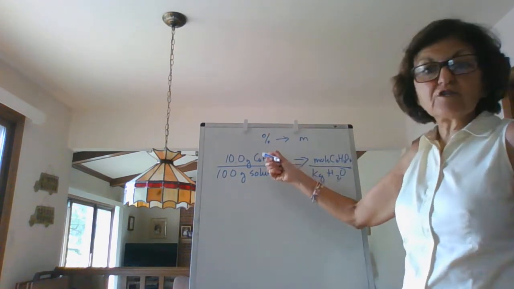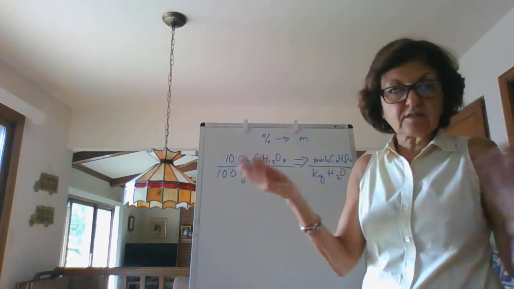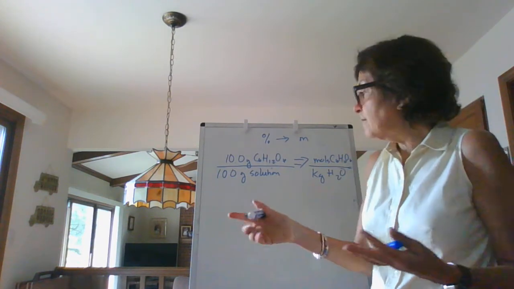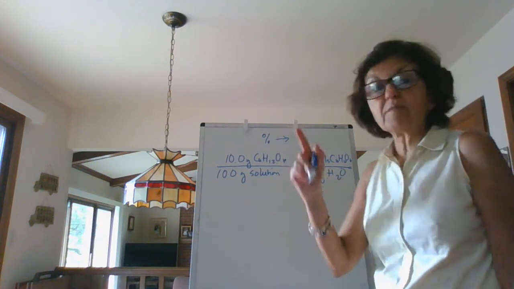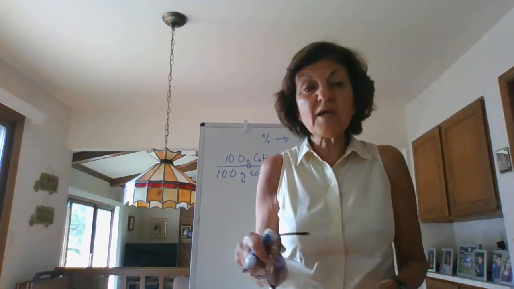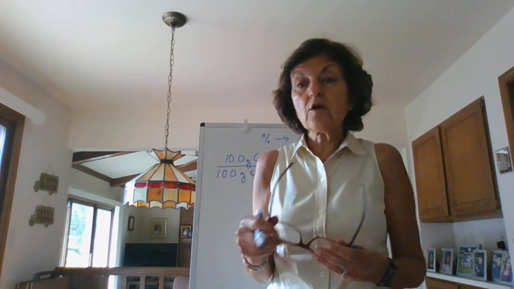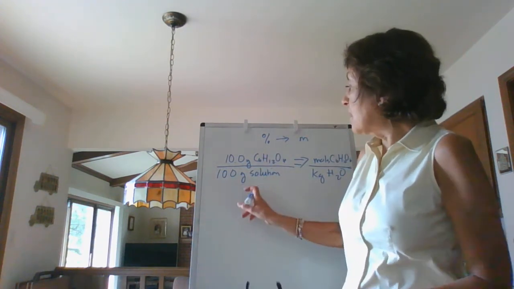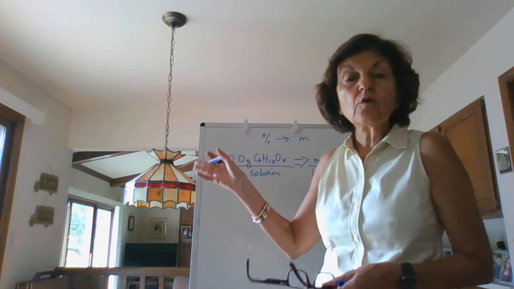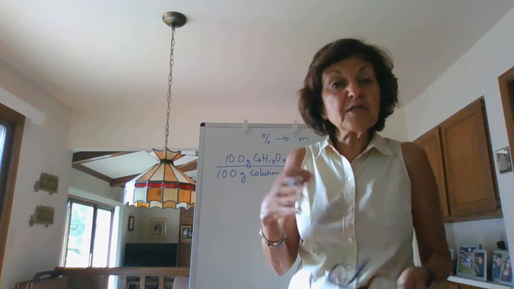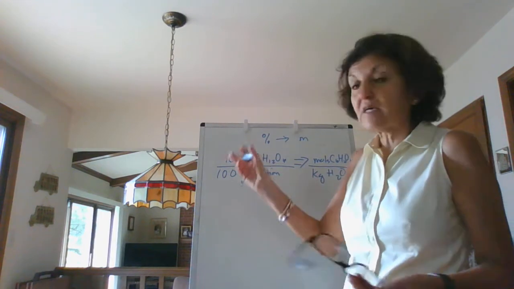Okay, so we just did earlier the grams to moles of glucose. All right, that's a straightforward molar mass. How do I convert grams of solution to kilograms of water? Well, remember, your solution is made up of solute and solvent, right? And we know that in this 100 grams of solution, you have 10 grams of glucose. So how much water must there be? It must be 90 grams of water. Where did I get that from? Well, 100 minus 10 is 90.